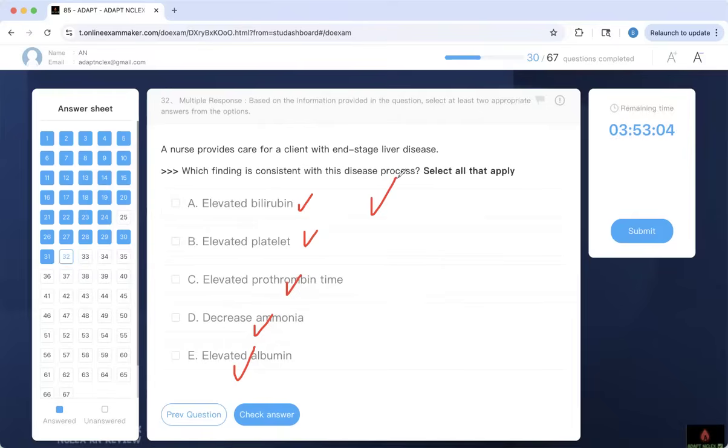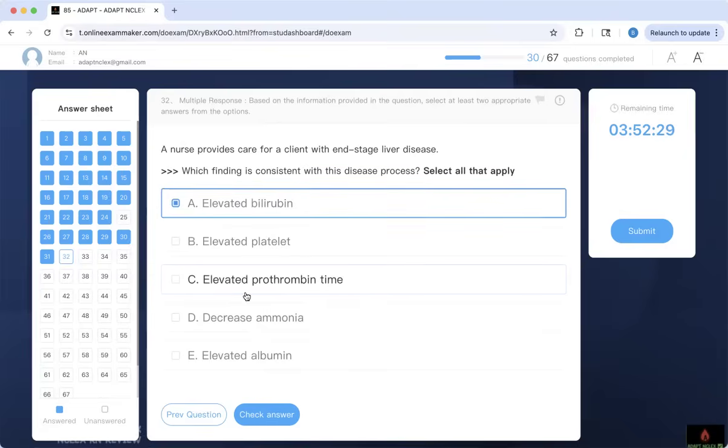Classic question, right? Platelets are going to be chewed up by the spleen because your spleen gets bigger, so they go down. For prothrombin time, that creates an INR group, right? This is a PT. When you have liver dysfunction, it goes up. Ammonia, you cannot clear it, so it goes up, it doesn't go down. And your albumin, you cannot make protein, so it goes down. Those are the expected lab findings you should expect in the liver patient.